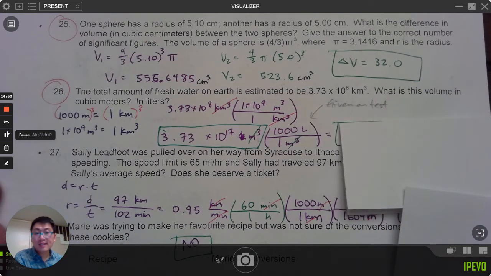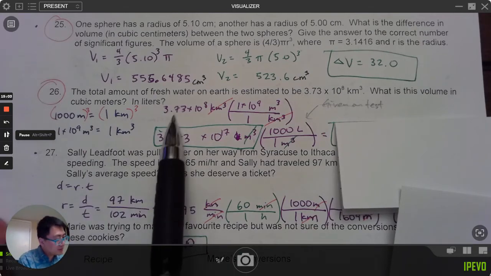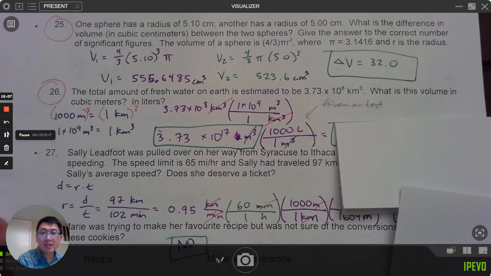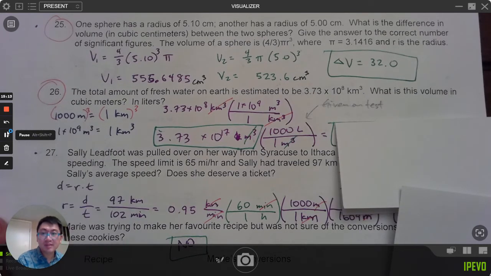Okay, question number 26. It says the total amount of fresh water on Earth is estimated to be about 3.73 times 10 to the 8th cubic kilometers. What is this volume in cubic meters? So I'm given cubic kilometers, and I want cubic meters. Well, I know kilometers to regular meters: 1 kilometer is equal to 1,000 meters.